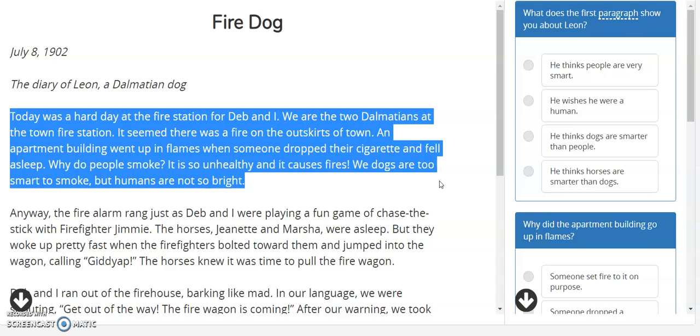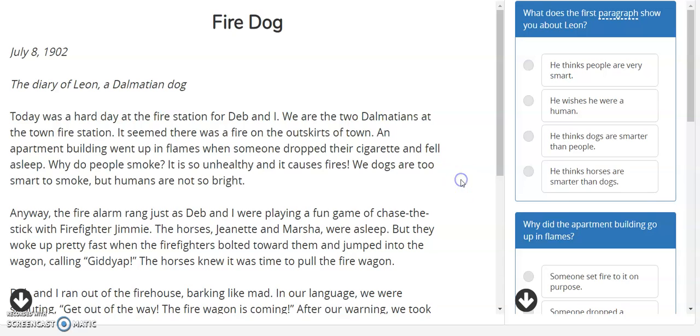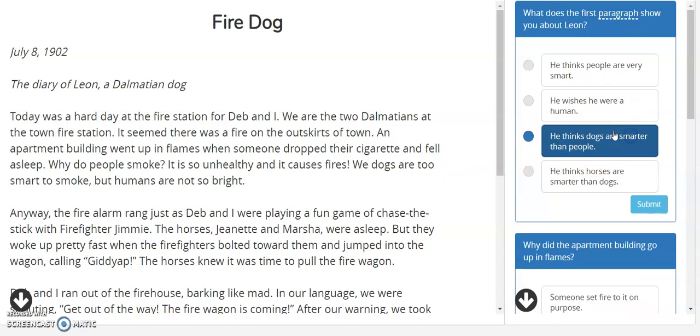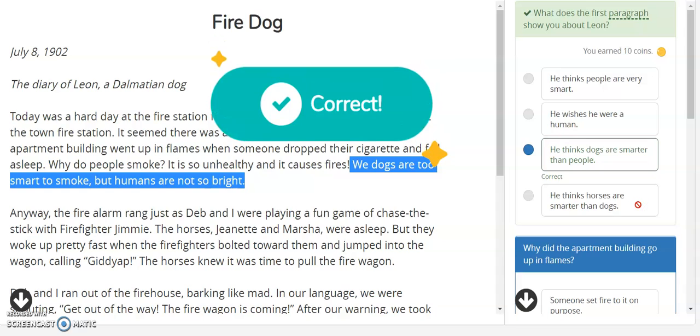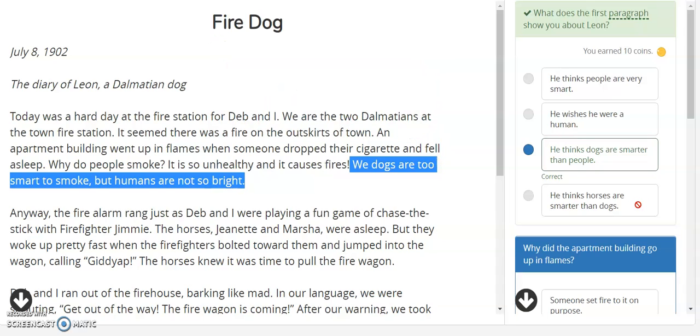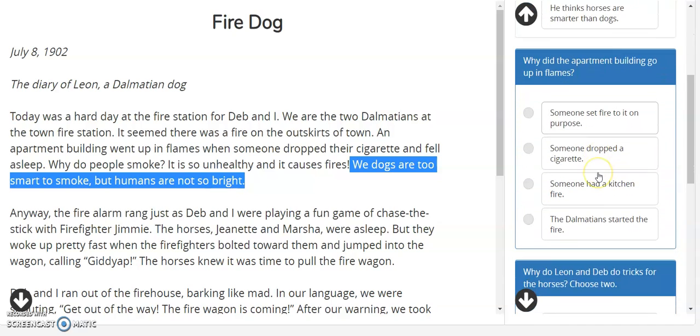All right, what did you come up with? He thinks dogs are smarter than people. Yes. And where do we have the information for that? Right here. We dogs are too smart to smoke, but humans are not so bright, right? Perfect. Awesome. Let's look at the next one.